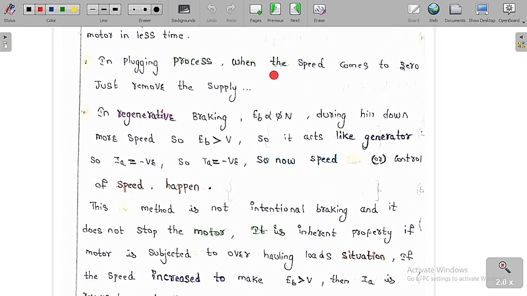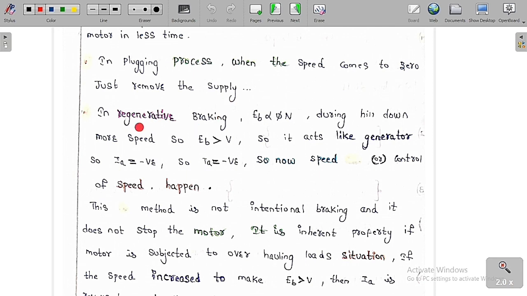In the plugging process, when the speed comes to zero, just remove the supply. I already told you, in the plugging process, we need to interchange the terminals of the armature. So therefore, the current IA is negative, so simply we can say torque is negative. So the torque is in the reverse fashion. Whenever the motor is going to stop, we need to open the supply, otherwise the motor is going to rotate in the reverse direction for that amount of time. So when the speed is zero, we have to remove the supply in the case of the plugging process.